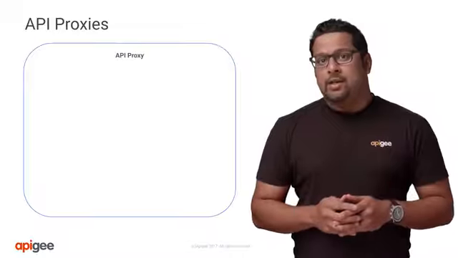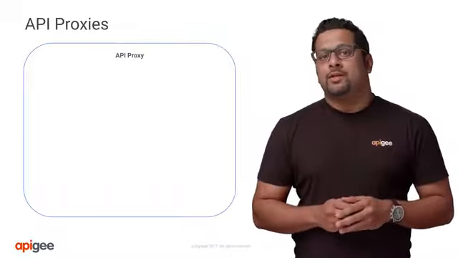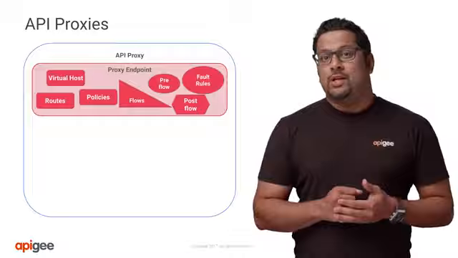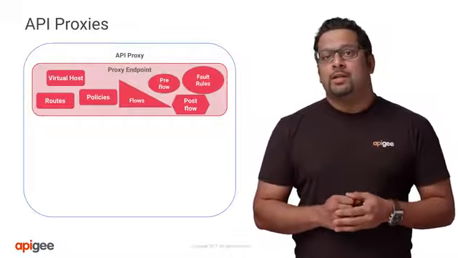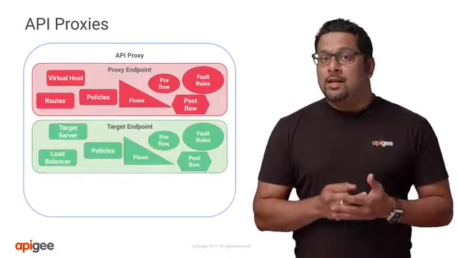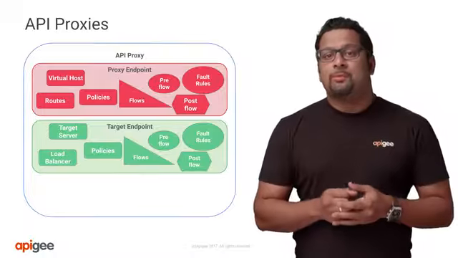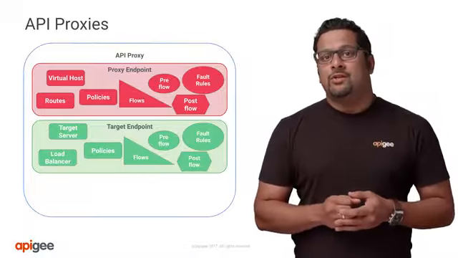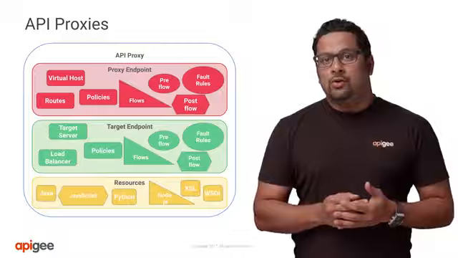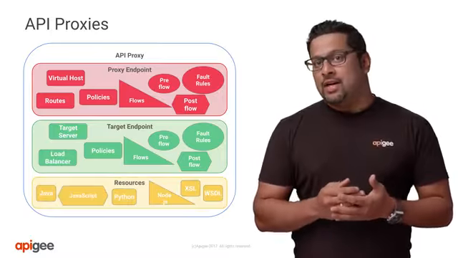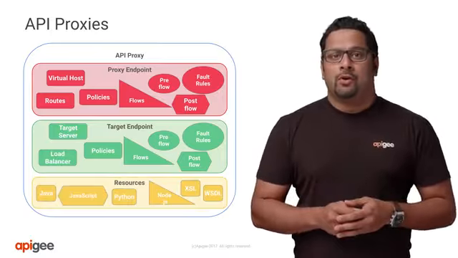An API proxy is composed of three primary components. Proxy endpoint, which includes client-specific policies and configurations. Target endpoint, which includes target-specific policies and configurations. Resources, that includes custom extensions like Java, JavaScript, and many more.